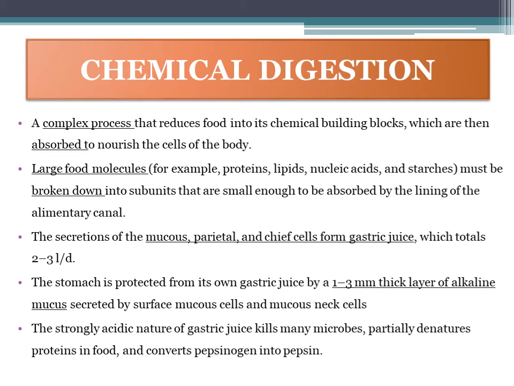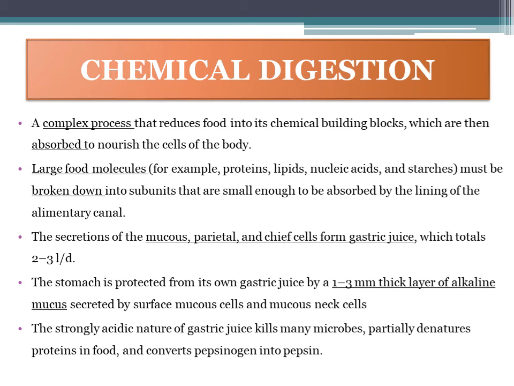So large food molecules, for example protein, lipid, nucleic acid and starch, must be broken down into subunits that are small enough to be absorbed by the lining of the alimentary canal. Earlier we have seen the gastric gland cells, whose secretions of the mucus, parietal and chief cells will form gastric juice, with a total secretion of 2 to 3 liters per day.